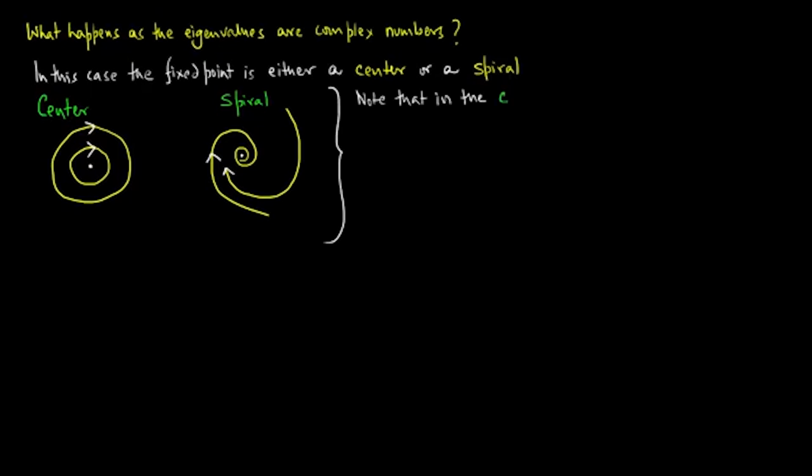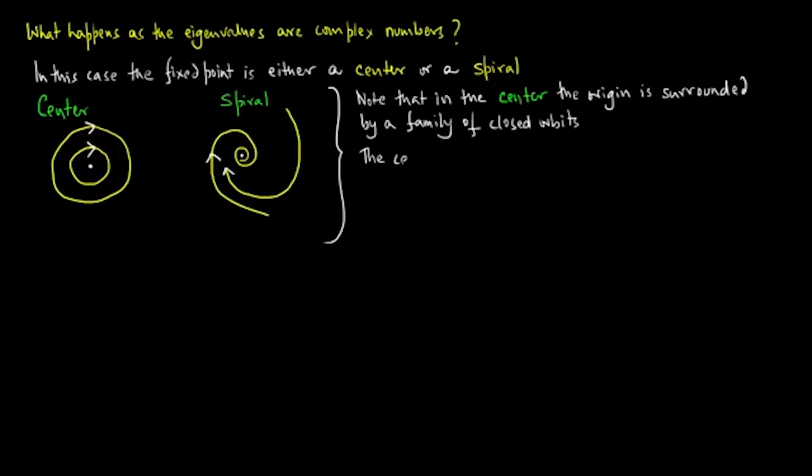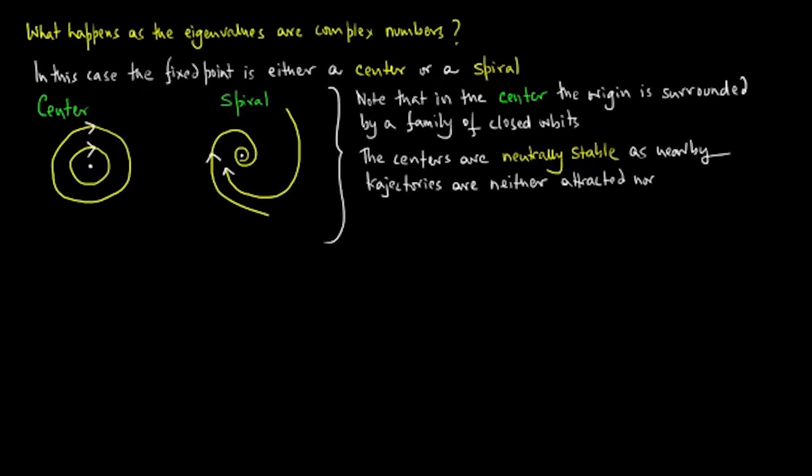Note that in the center, the origin is surrounded by a family of closed orbits. The centers are neutrally stable as nearby trajectories are neither attracted nor repelled from the fixed point.